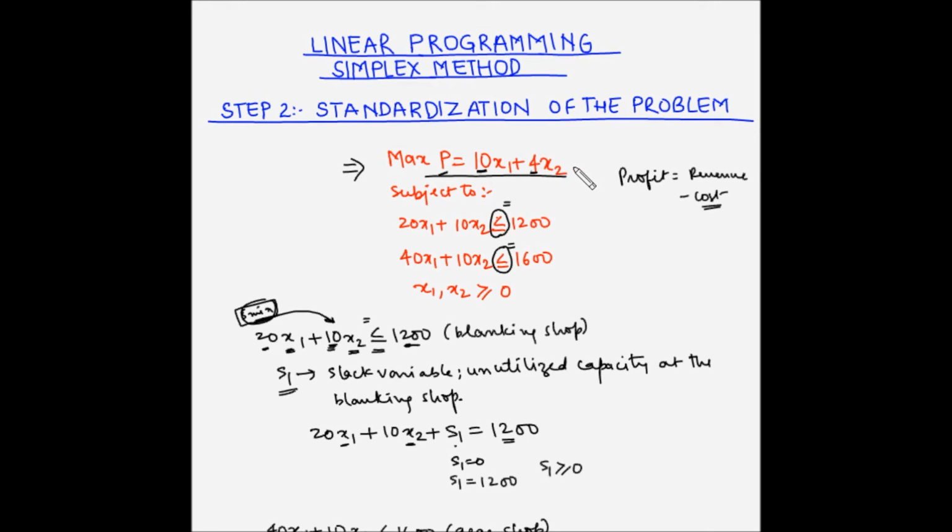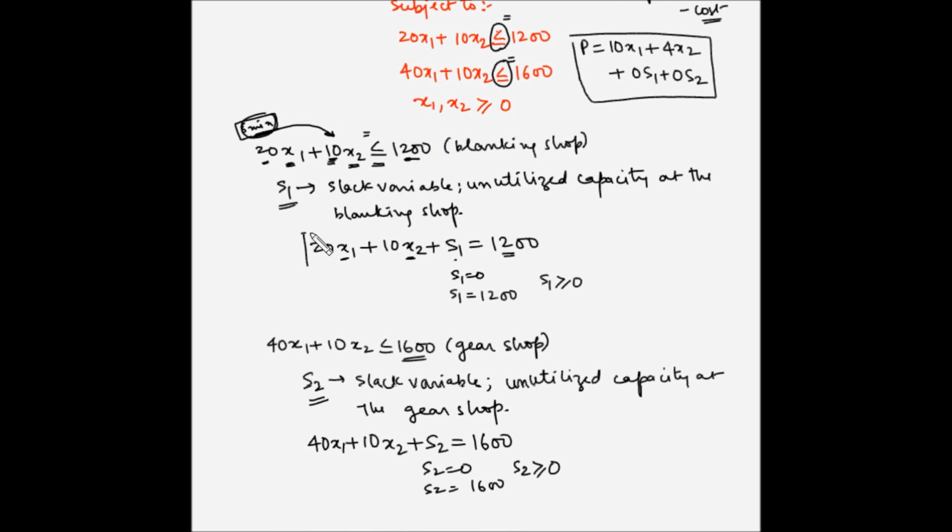So our objective function will become P is equal to 10x1 plus 4x2 plus 0S1 plus 0S2. So this is our new objective function. This is our first constraint and this is our second constraint.